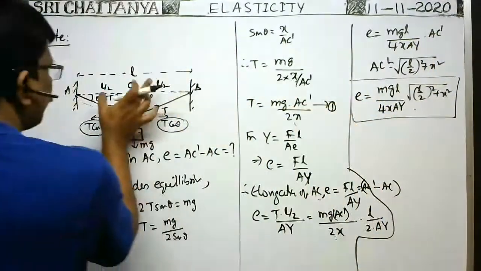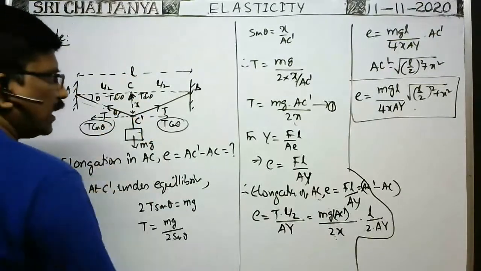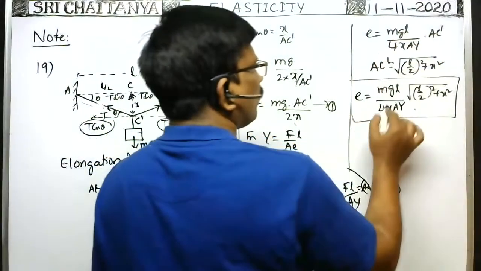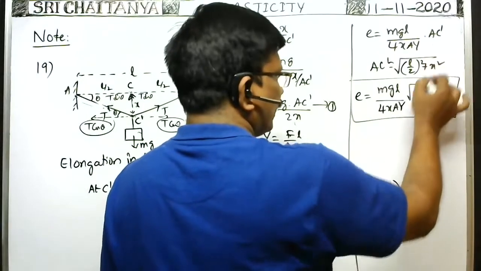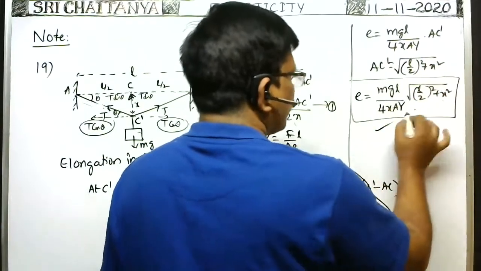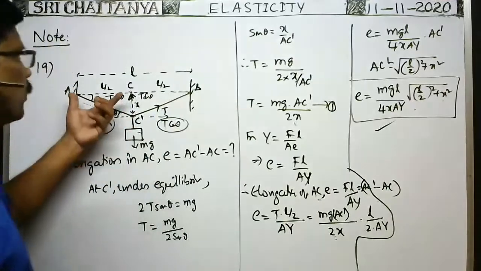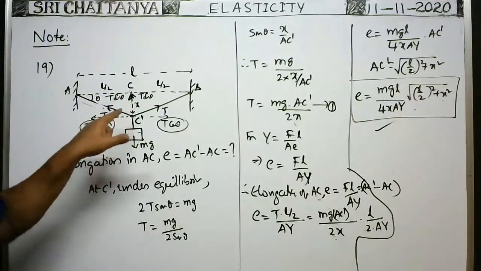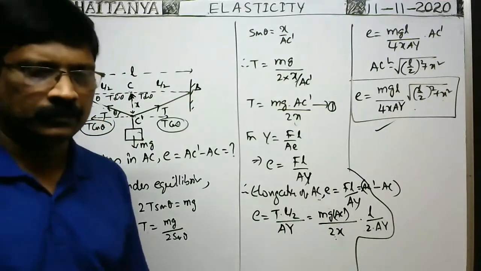Then the elongation of this part of the string when the load is suspended at the midpoint is equal to mgL by 4x AY into the square root of (L by 2) whole square plus x square. It is the elongation of this part of the string when the load is suspended at the midpoint. Okay.